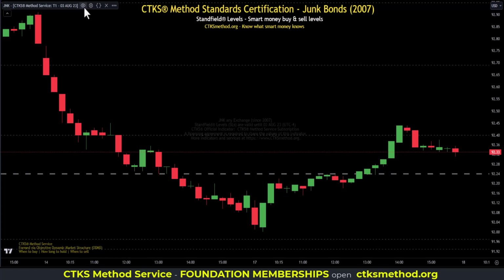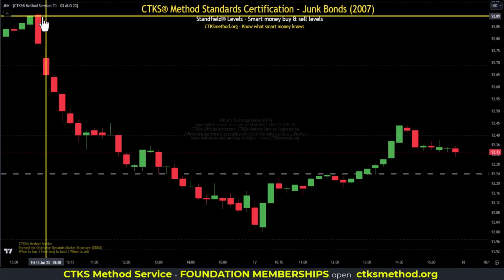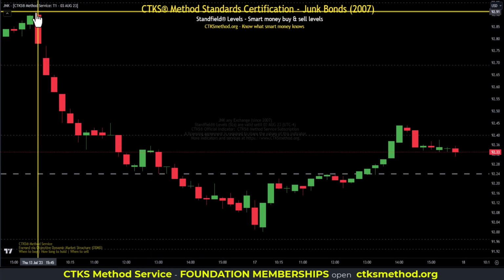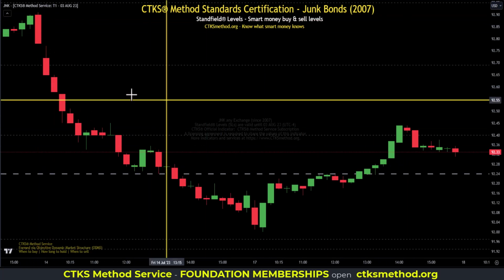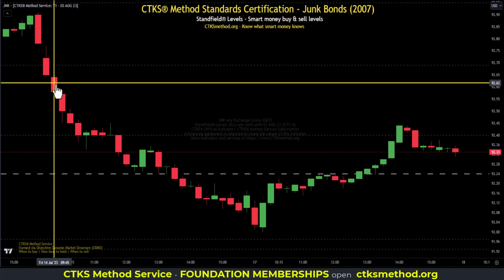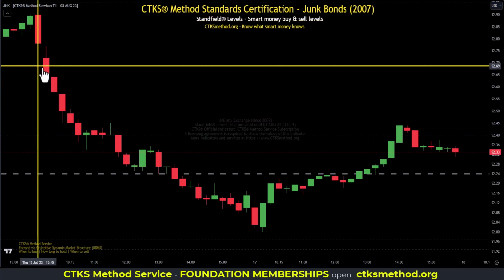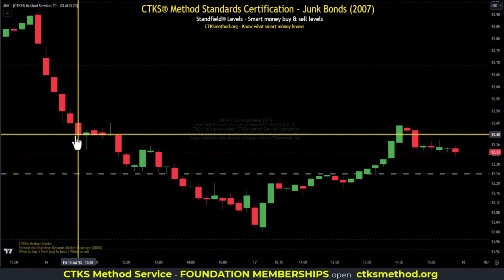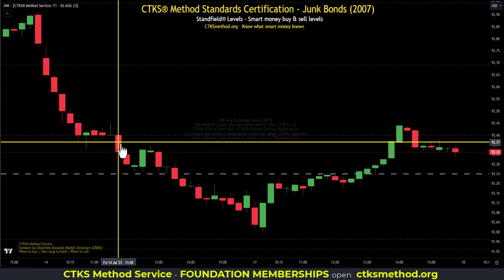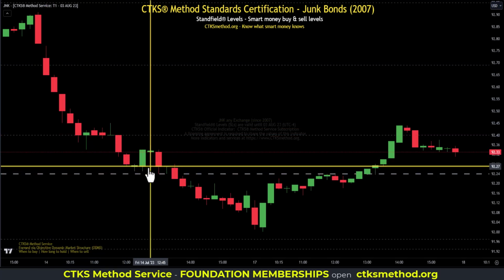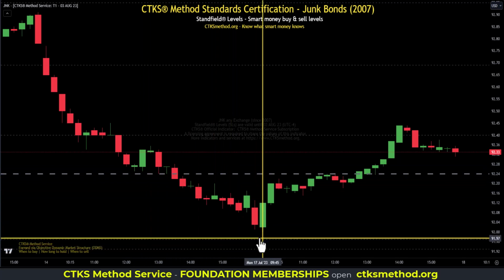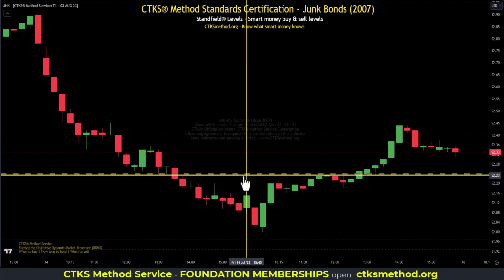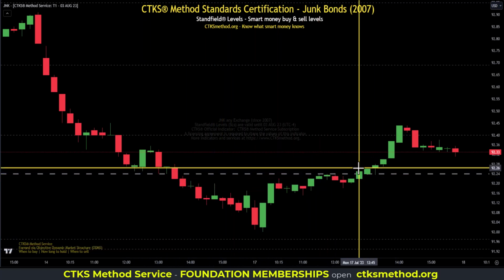Let's put on the CTKS indicator. What do we see here? Junk bonds. Just imagine you couldn't see the price to the right. Junk bonds was coming down hard, found smart money support levels here, but just crushed through it. Got to the next one, started to stabilize. Got to the next one, started to stabilize. Because there was so much support, and this is a strong one, it acts as a gravitational well.